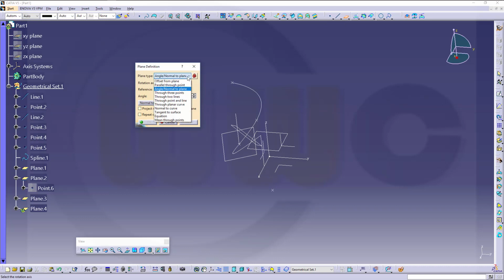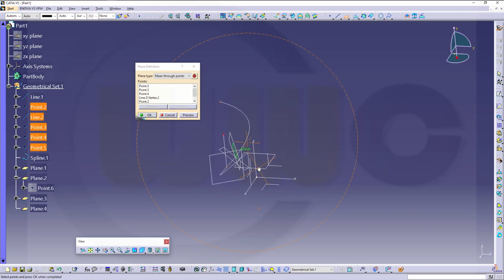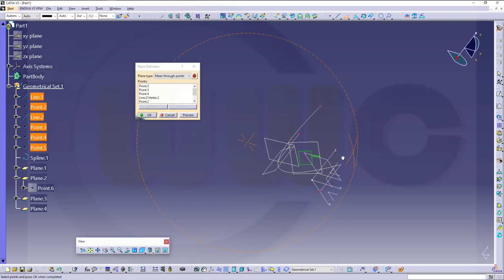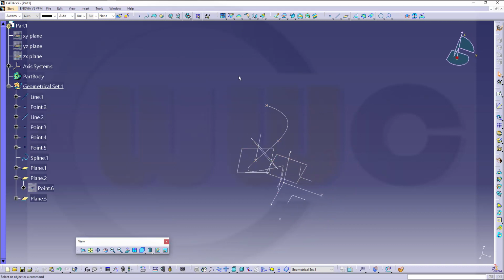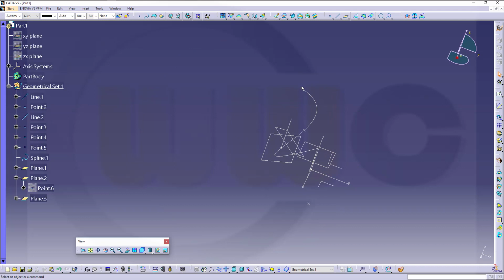Let's see, what have we next? Tangent to the surface, of course, mean through points, that's interesting. So you could have some sort of point cloud, and it would do a plane mean or sort of middle in the middle of all those points. Yeah, so if I select a point and a point and a point and another point, not three but more points, it would sort of try to be in the middle of all those points. Cancel. That's an option which is, I think, not available in NX, but I really don't need it.